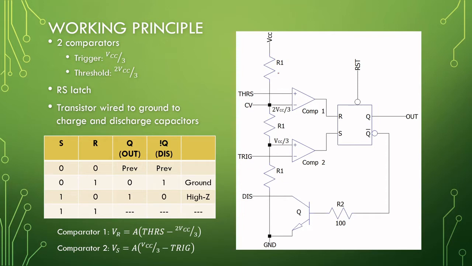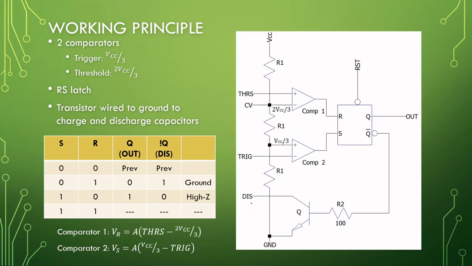Okay, internally we have 3 equal resistors from VCC to ground. So on here, VCC divided by 3 and 2 times VCC over 3. So the threshold is to detect when we breach 2 times VCC over 3, and the trigger is connected to VCC over 3.